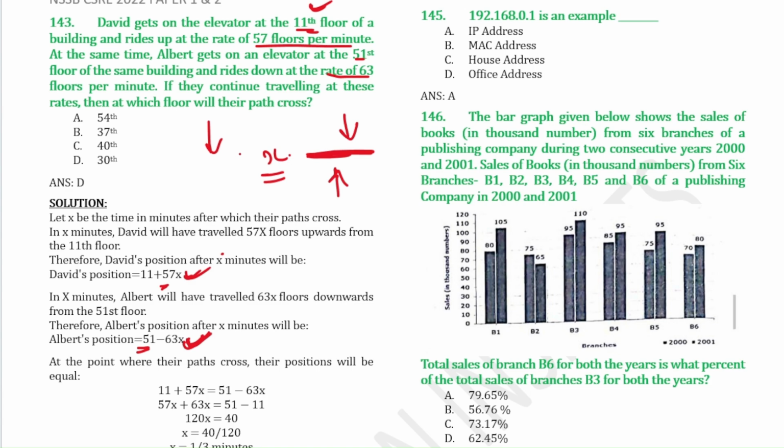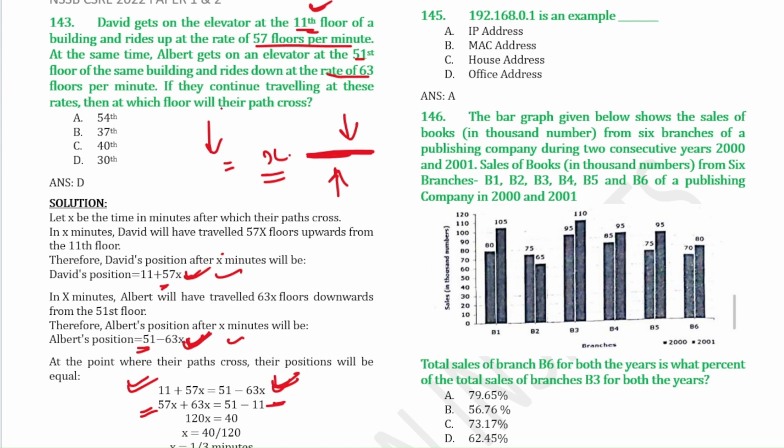Now at the point where they meet, both of these values will be equal, right? So that's what we're writing here. This equation is important. After writing it, we will put the x terms on one side and the numbers on the other. So 51 minus 11 will give you 40. 57x plus 63x will give you 120x. 120, if you send it to this side, will become division. So the value of x is 1/3 minutes.